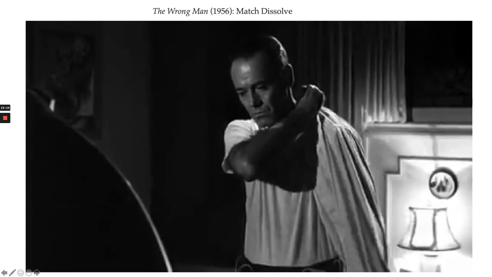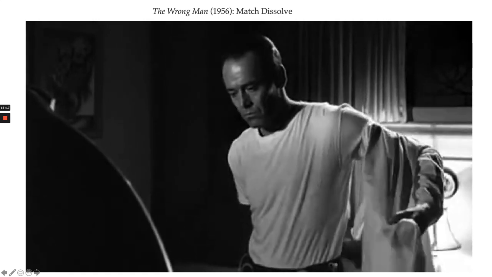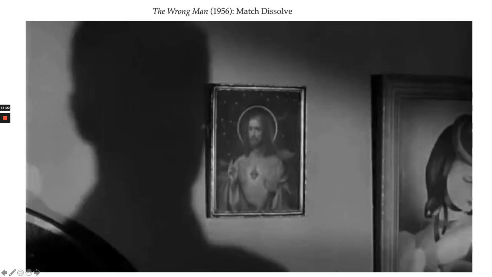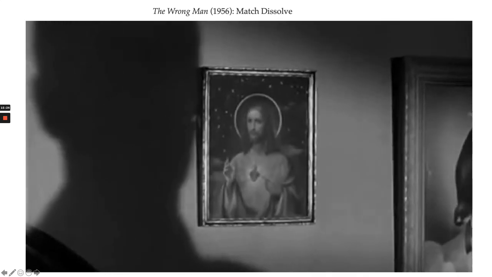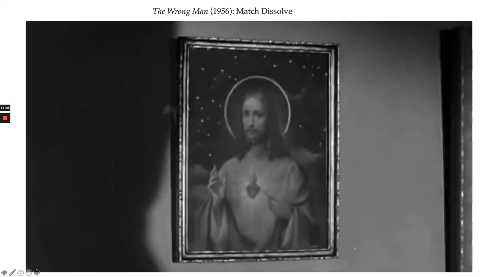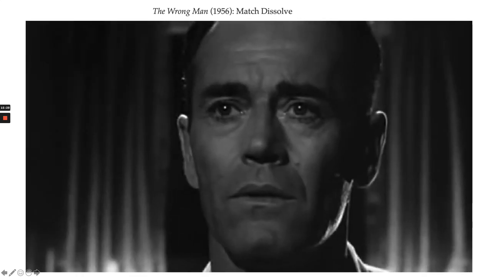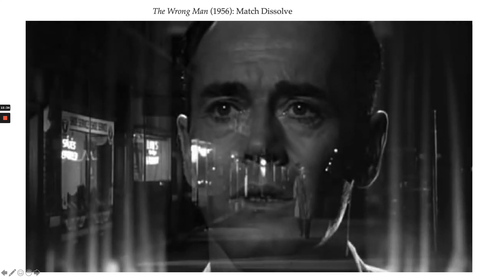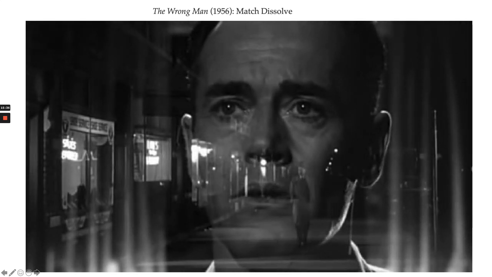And here you see The Wrong Man. This is another Hitchcock film. Manny has been mistaken as the wrong man, someone that is a robber. He's now put on trial. His family's being torn apart. And it's this last act of prayer that we have this dissolve here.